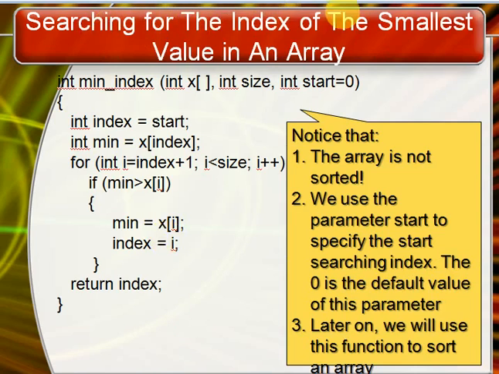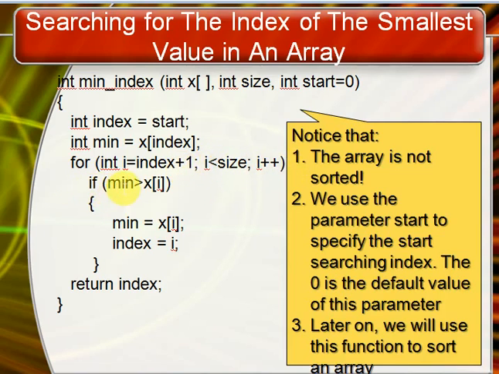Searching for the index of the smallest value in an array is another chunk of code. int is the data type of values in the array, min_index is the name of the function, int x is the reference of the array, the size of the array is int size, int start is initialized with 0, int index is equal to start, that is 0, int min is equal to x[index], that is x[0], the first value. Declare the first value as the minimum value. int i = index + 1. For comparison purposes, don't compare the first number with itself, compare the first number with the second number. i is less than size, i++.